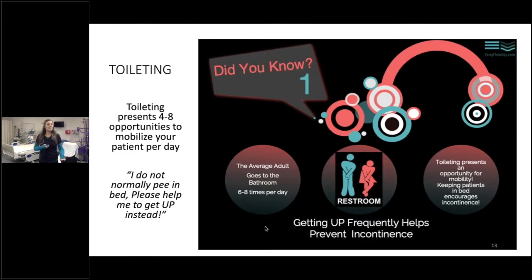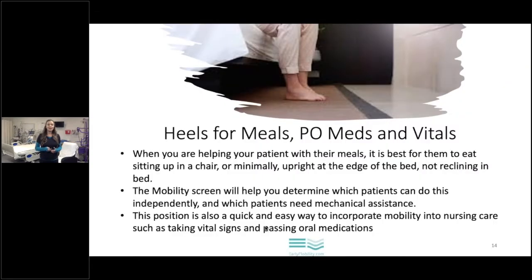Toileting. 4 to 8 times a day, a normal bladder will request to be voided, right? So we normally get that stimulus to go to the bathroom about 4 to 8 times a day.